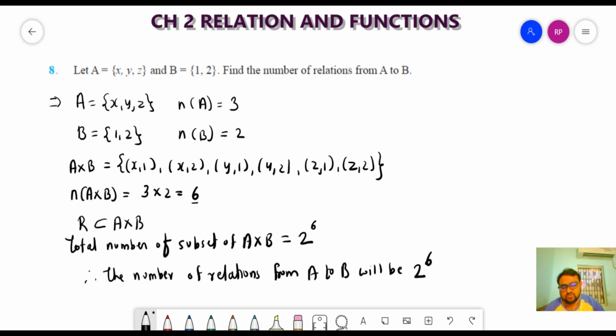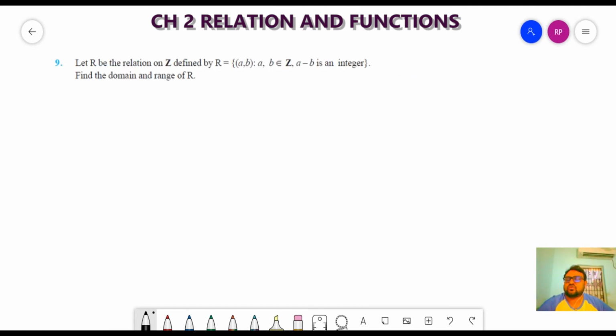Okay. So now let's move to the next question. That is question number 9, which is the last question of this exercise. Question number 9. Let R be the relation on Z defined by R equal to ordered pair (a, b).